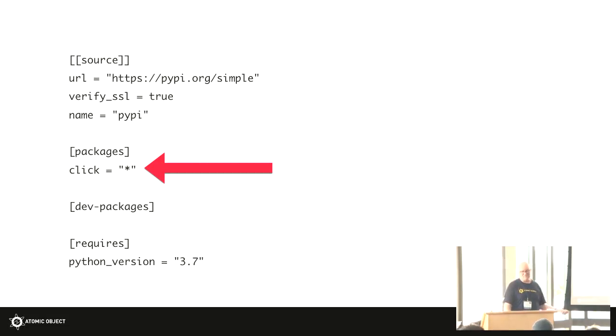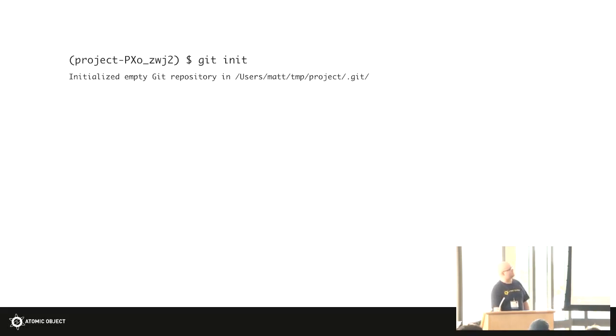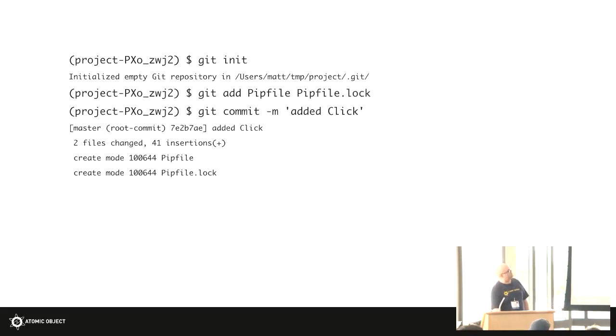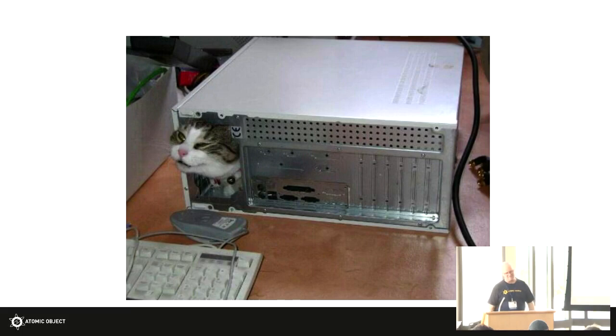So once we've got those files, we commit them to source control, right? We just add the Pipfile and the Pipfile.lock, and we are actually all done creating a project that will allow people to run it. So now somebody else comes along, wants to run our program. How do they do it?